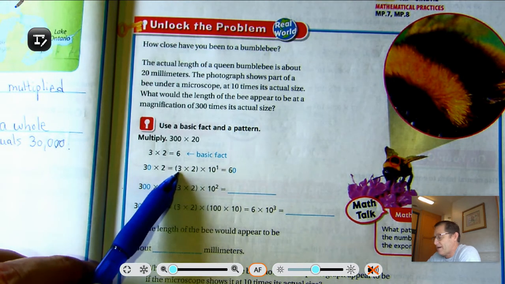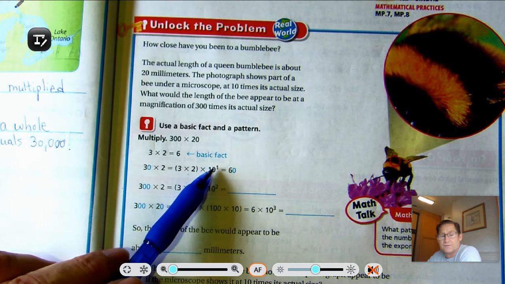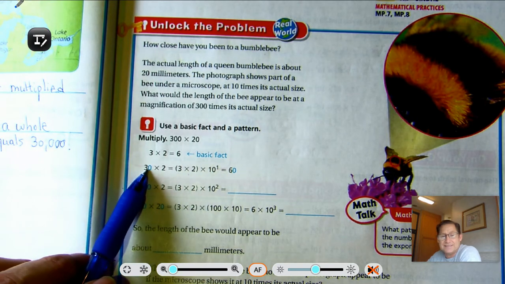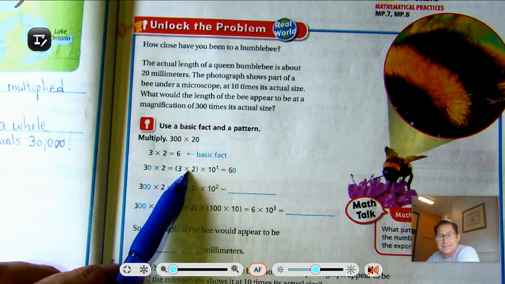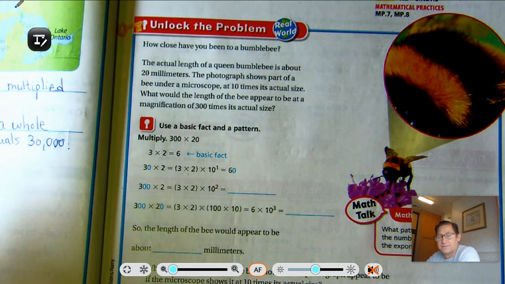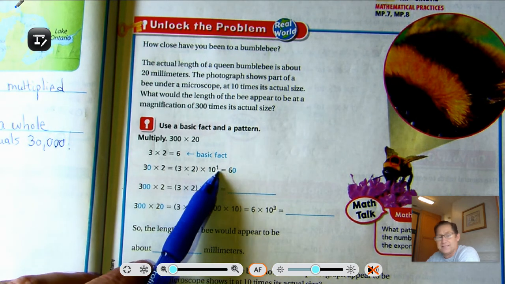We still have the basic math fact of 3 times 2, and we have 10 to the first power, because 3 times 10 is 30. So we have 10 to the first. All right, so 3 times 2 is 6, and 6 times 10 is 60. Remember the same number of zeros after the whole number as are in the exponent.